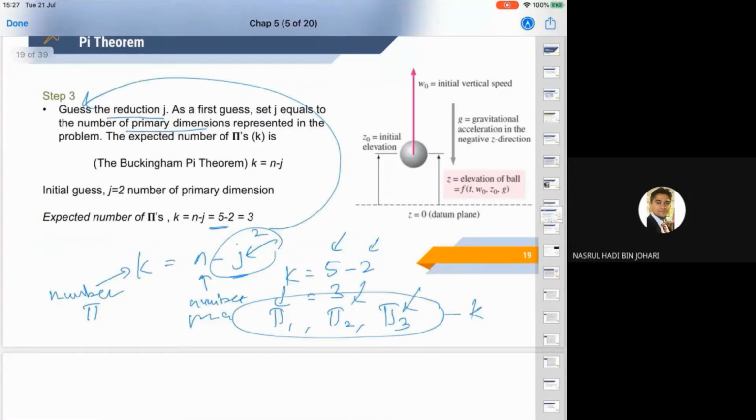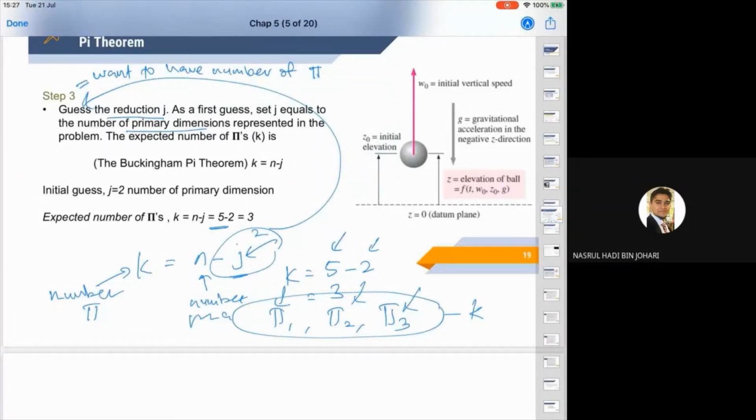And then step number 3, after knowing the primary dimensions, we have to have a good guess on the number of pi. So step 3 basically wants to find the number of pi.